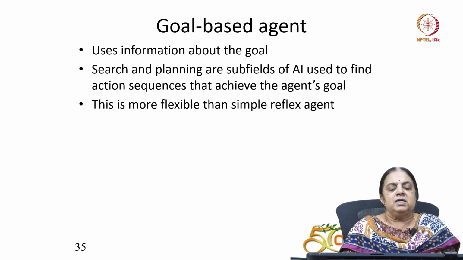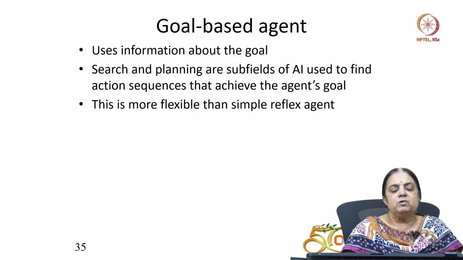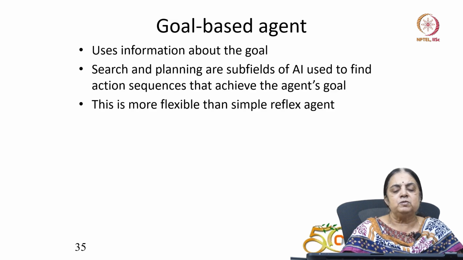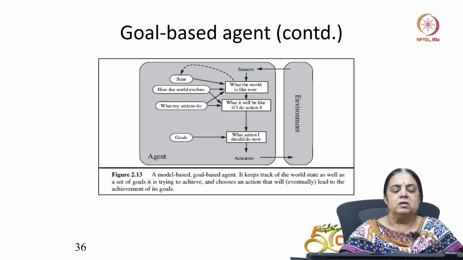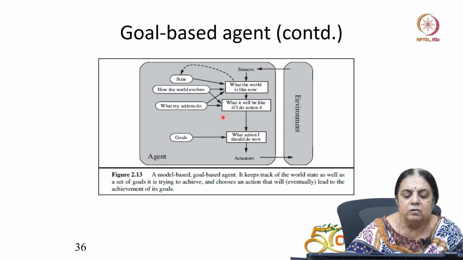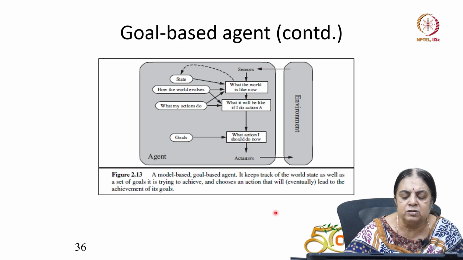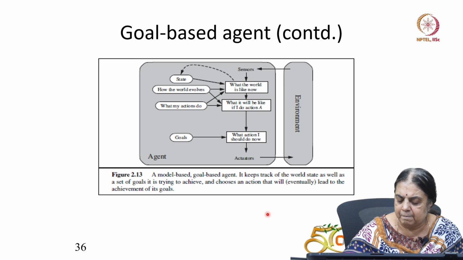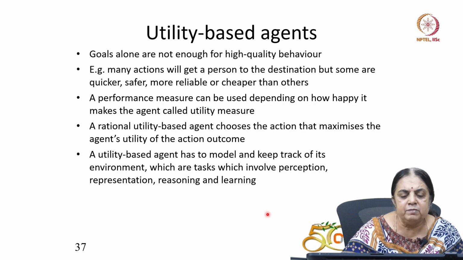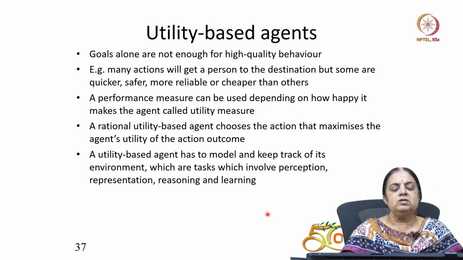And the goal based agent actually uses information about the goal. What is the goal of this agent? What is it that this agent wants to do? So it uses search, planning, all these things. Here you find that it uses the goals to decide what is the action to be taken, basically.